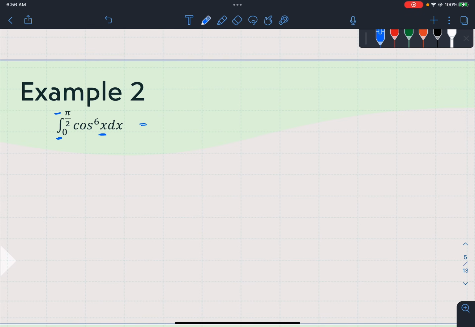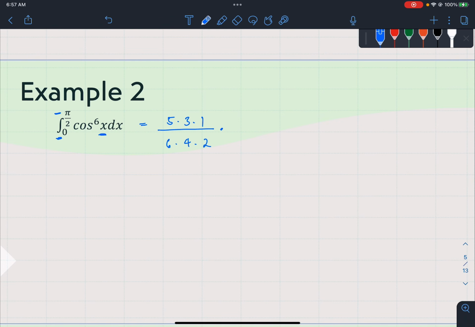Cosine to the 6x dx. So everything is within the form. I'll start with the numerator. For the numerator, we subtract 1. So 6 minus 1, which is 5. And minus 2, which is 3. Minus 2, which is 1. So that is for the numerator. For the denominator, that would be 6. Start with 6 and then minus 2, which is 4. Minus 2, which is 2. And we retain it.